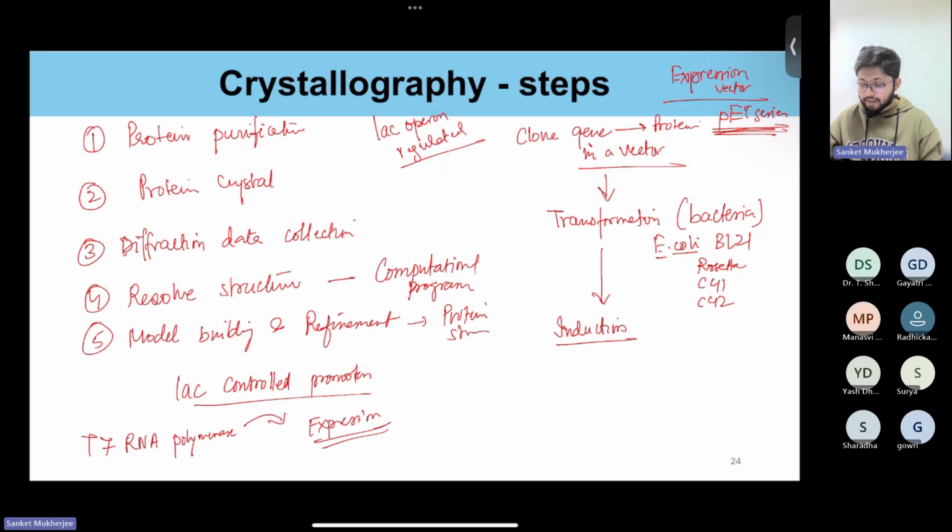To induce this, we can use lactose, but lactose is not usually used. What is more used is IPTG. You must have heard about it. IPTG is an analog of lactose and works similarly. Lactose, on the other hand, would be used up by the bacteria. IPTG is not used up. Then you get the protein, and then you purify the protein. Protein purification is a completely different process. We are not talking about it.